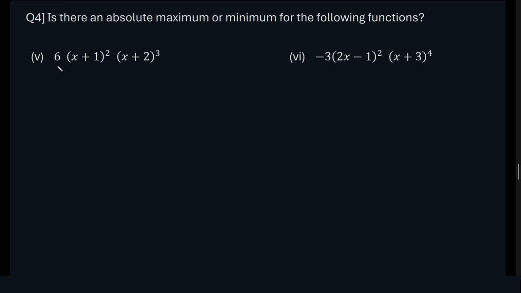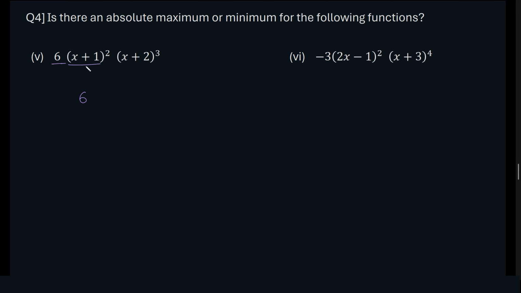In the fifth function, we have 6 times (x plus 1) to the power 2 times (x plus 2) to the power 3. Now in these types of questions, you can use the distributive property to expand everything. But to save time, we can find the leading term by taking just the highest power variable from each group. Since 6 is in multiplication with everything, we will first take that.